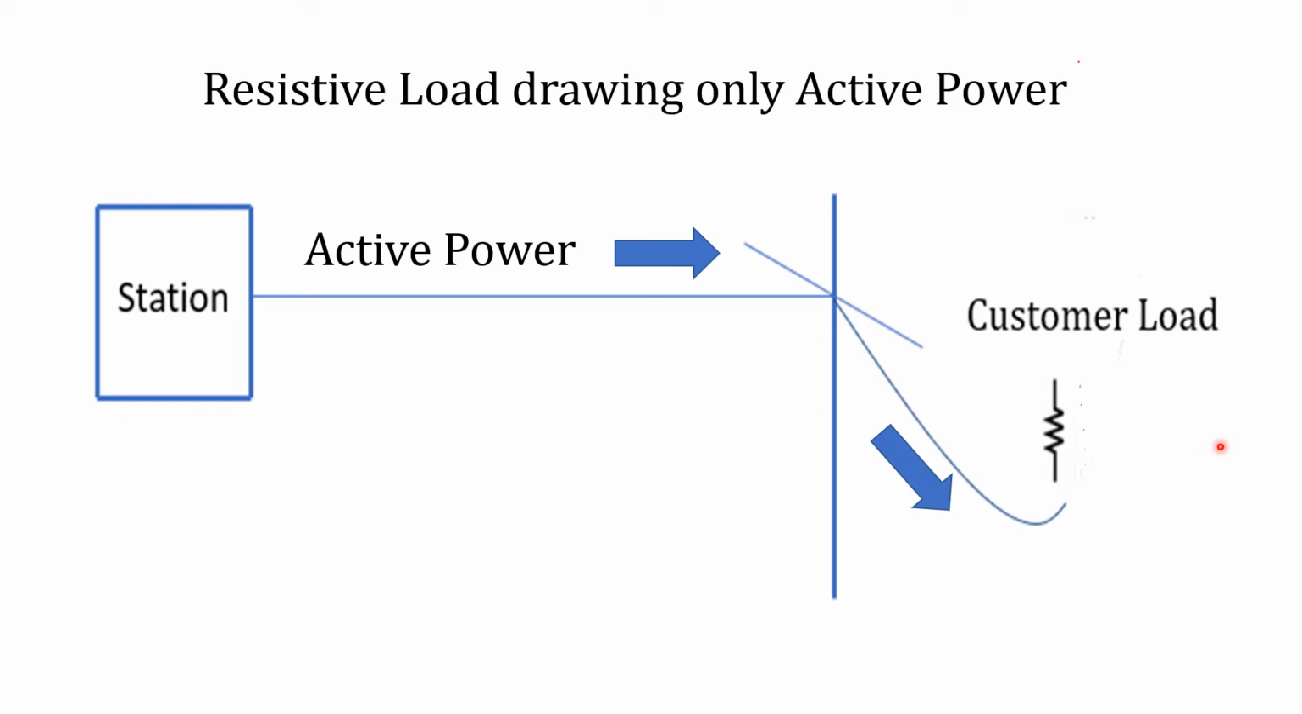It draws active power, so that energy must be supplied by the source feeding its substation and has to flow the full length of the feeder all the way down the line to the customer's load, as we can see here.